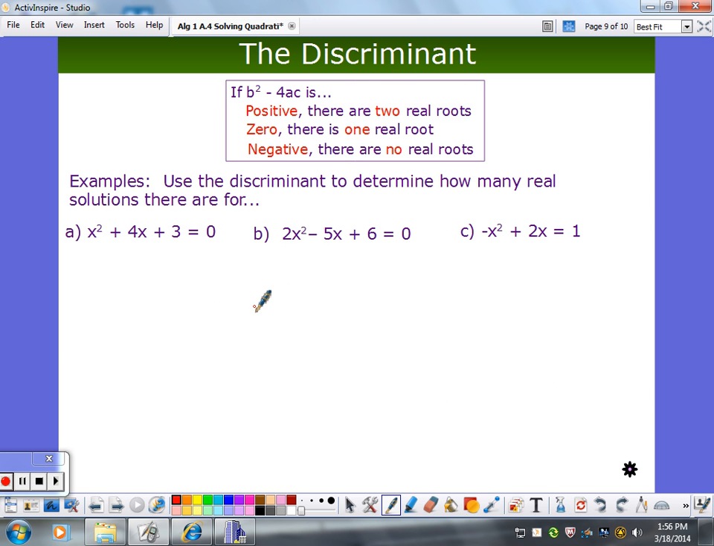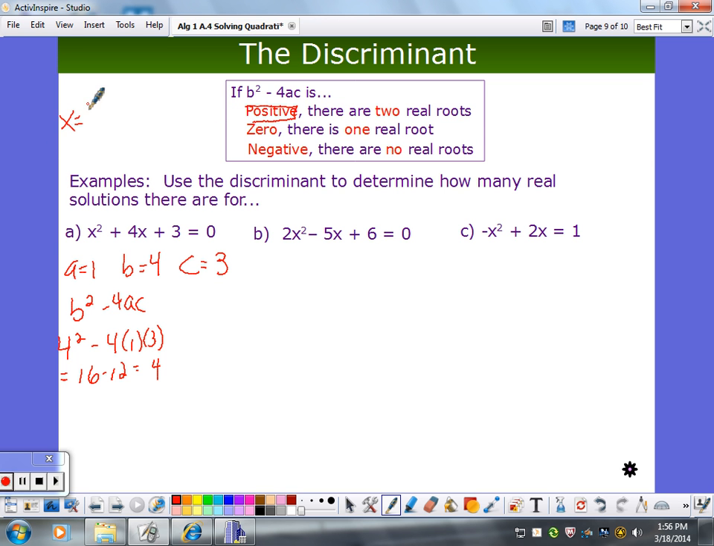How many solutions are there in this equation? Let's see. What's A? What's B? And what's C? B is 4, C is 3. I calculate b squared minus 4ac, the discriminant. 4 squared minus 4 times 1 times 3, that's 16 minus 12. It's 4. I'm getting a positive number under the radical, and I should put my quadratic formula here just to see what we're really doing.